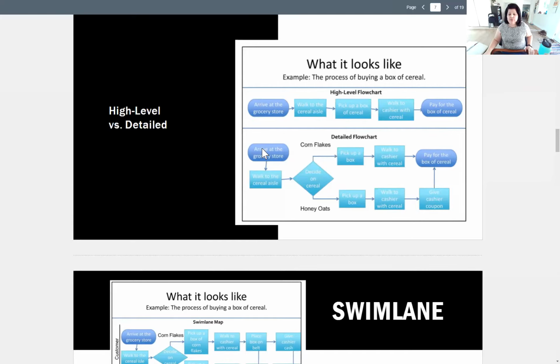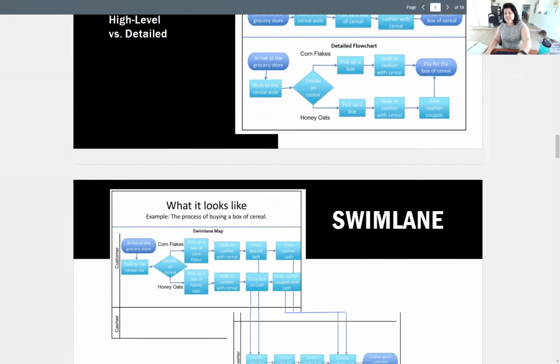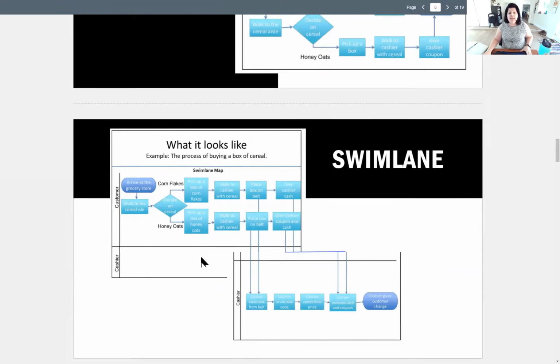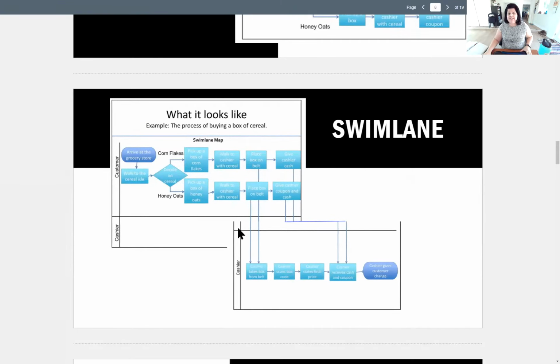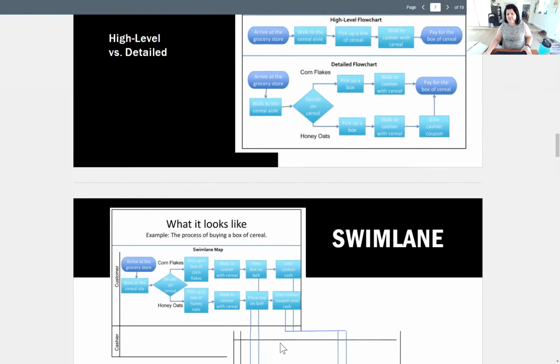So we arrive at the grocery store, so you guys can see that. Sorry, this is the swim lane one. It looks terrible, but it is what it is. The swim lane one is essentially a detailed one, but identifying the actors involved, so specifying their roles. I know it's not very neat, but can you see how we can see the customer and then the cashier switching out? But it's still essentially the same start, stop. Arrive, pay. Arrive, pay, right?